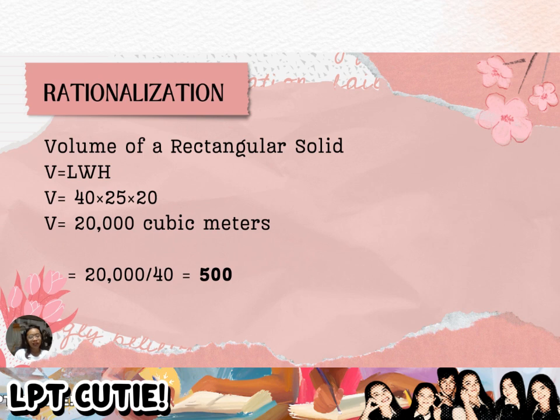Here we have the formula for the volume of a rectangular solid. Since we are given the length, the width, and the height of the rectangular solid, we can just substitute the values. So V is equal to 40 times 25 times 20, which is equal to 20,000 cubic meters. Divided by 40, we have 500 cubic meters. So that's all for our 26th question.